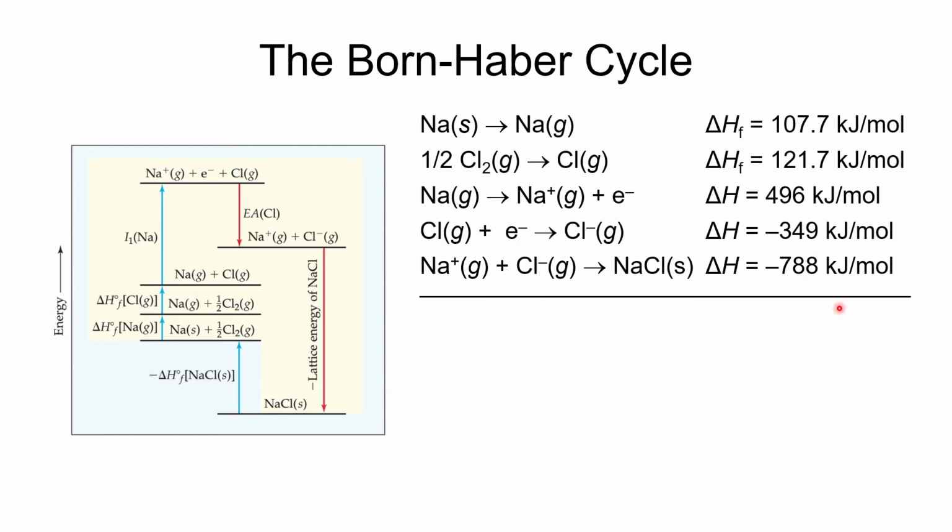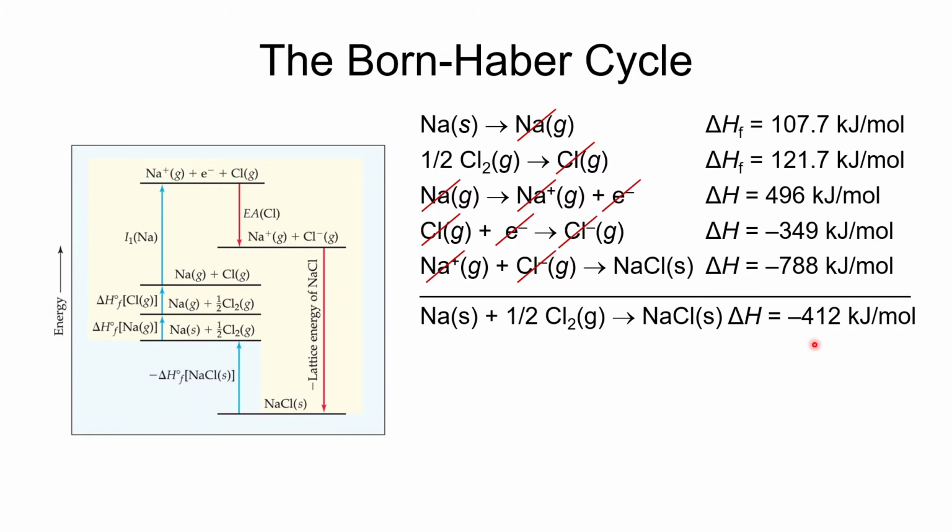So now, we're going to add all 5 of those together. First, I'm going to cancel out things that are the same on each side. So sodium gas cancels out. Chlorine atoms in the gas phase cancel out. The electron cancels out. Our sodium ion in the gas phase cancels out. And our chloride ion in the gas phase cancels out. And so here we get sodium plus chlorine gas gives us sodium chloride. And that's going to give us a delta H of negative 412 kilojoules per mole.